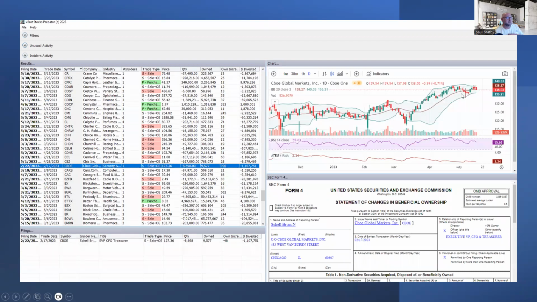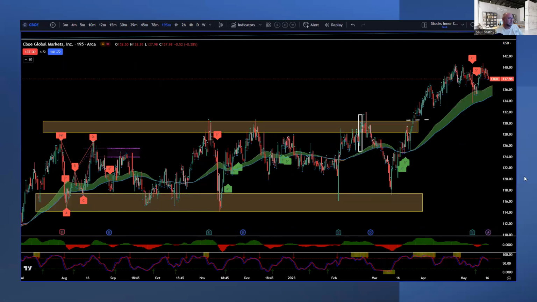When we look at the chart, it's pretty hard to understand why that's happened. We've got the SEC form, we've got proof it's happened. There's a reason for this. Let's have a look at the technical chart for this. This white rectangle here is where the CFO sold. There's a reason why he did this.